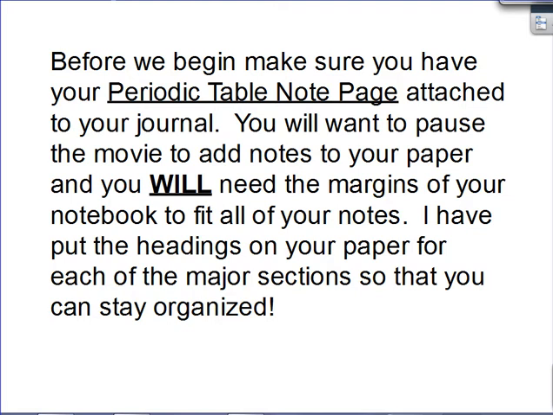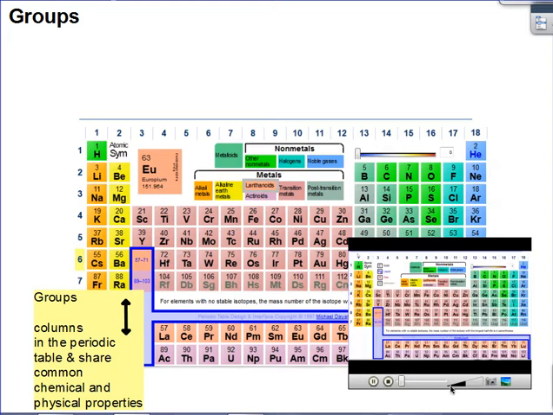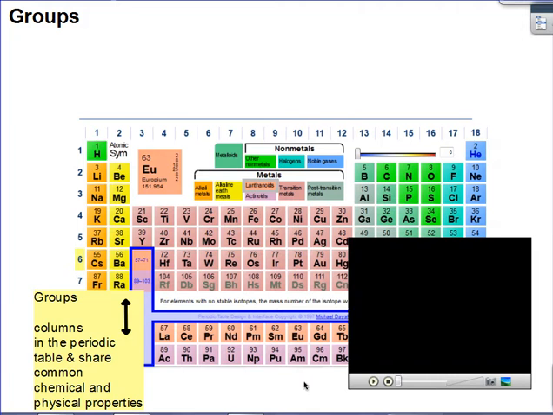Ready? Let's begin. You did the activity in class where you did your card sort, and as part of that activity, you started to realize that the periodic table can be organized. It is organized into groups. Those are the columns in the periodic table that you read up and down. Now, groups share common chemical and physical properties, which we're going to continue to explore.